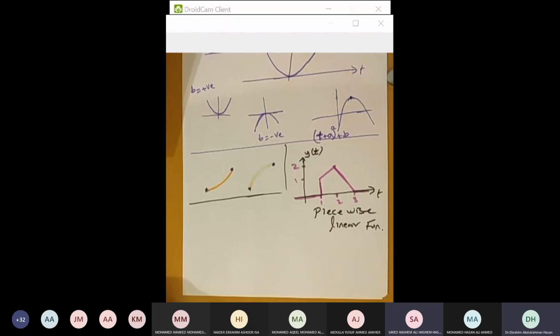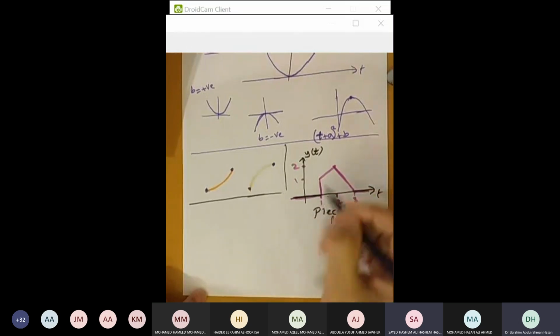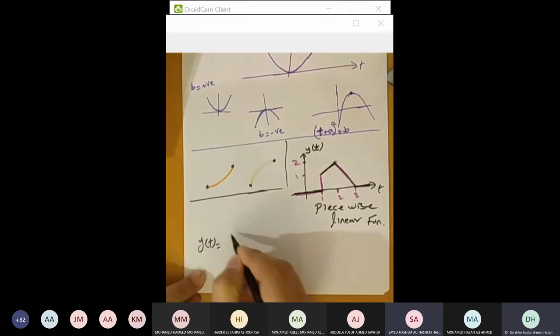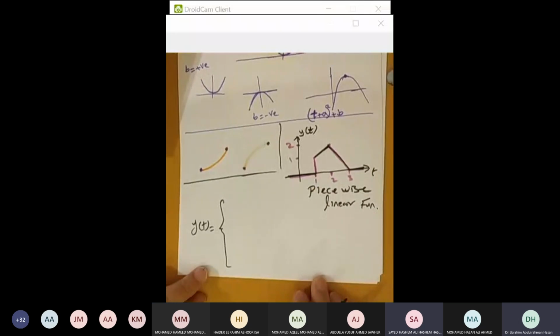طبعا ال piecewise linear function here كأنه we have one line here, another line here, third line here, and fourth line here. So if you want to write the equation of y of t, then you should write it same as a circuit. Okay, اللي سويناها أظن في chapter 1 or 2. Okay, and we repeated on chapter 6 اللي هي inductor and capacitor.